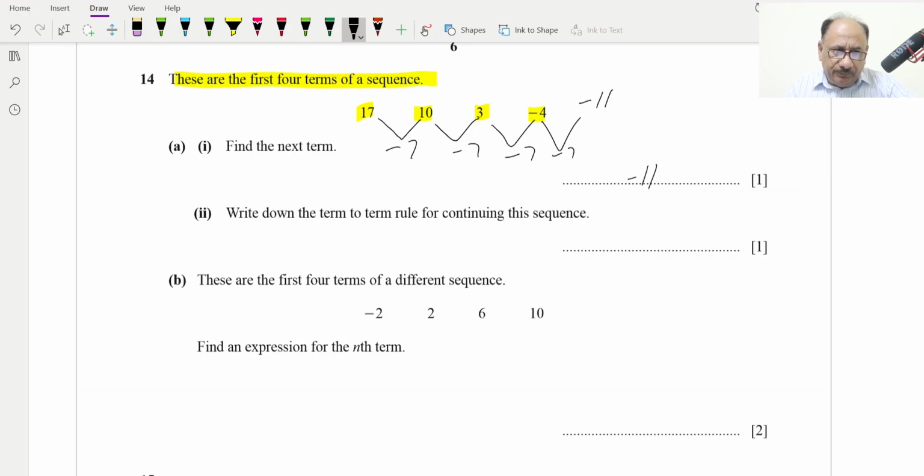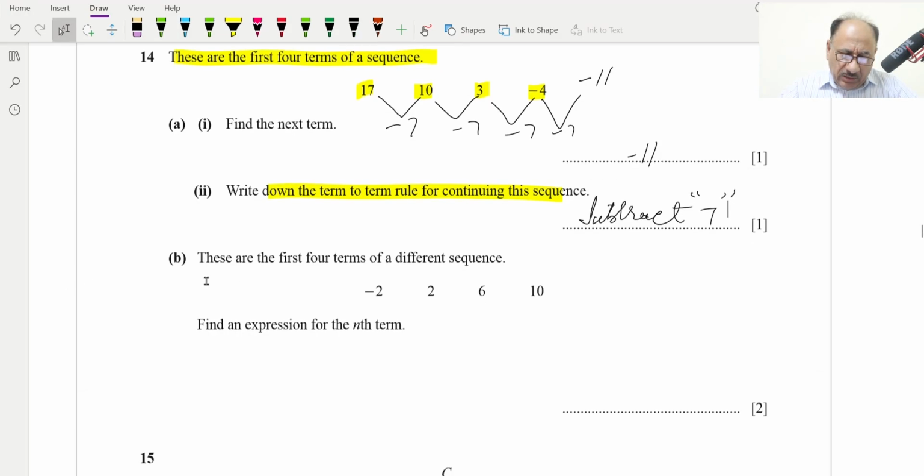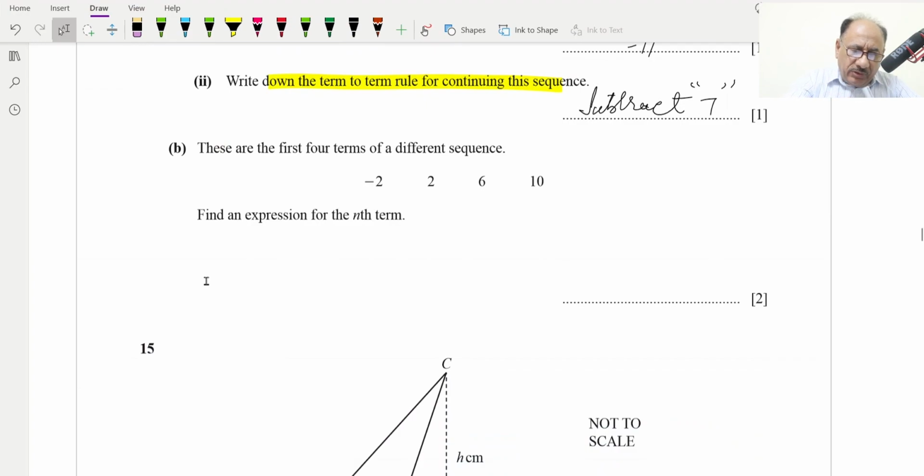Write down the term to term rule for continuing this sequence. So the term to term rule, we can write: subtract 7. So these are the first 4 terms. The first 4 terms of a different sequence are provided over here, and we have to find the expression for the nth term.